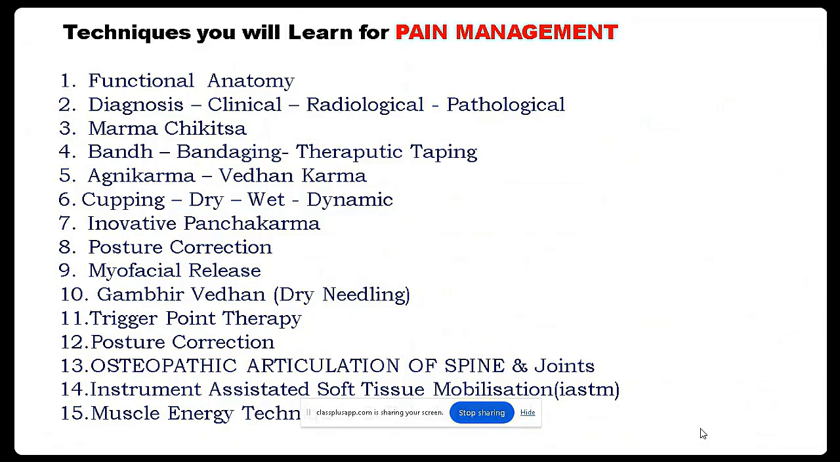Then also trigger point therapy, just as we have seen. The posture correction has been repeated here, sorry. Then the osteopathic articulation of the spine and joint we are going to see. In that particular knee patient, that athlete, I have shown you the articulation of the joint. So we are also going to see the articulation of the spines also. The instrument assisted soft tissue mobilization is completely organ by organ, side by side, we are going to learn, and also the muscle energy techniques for all the joints and spine we are going to cover in this course. And how is this course going to be conducted?